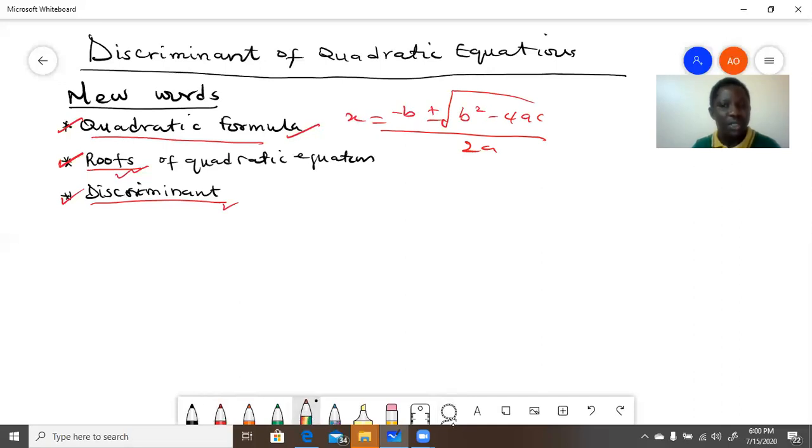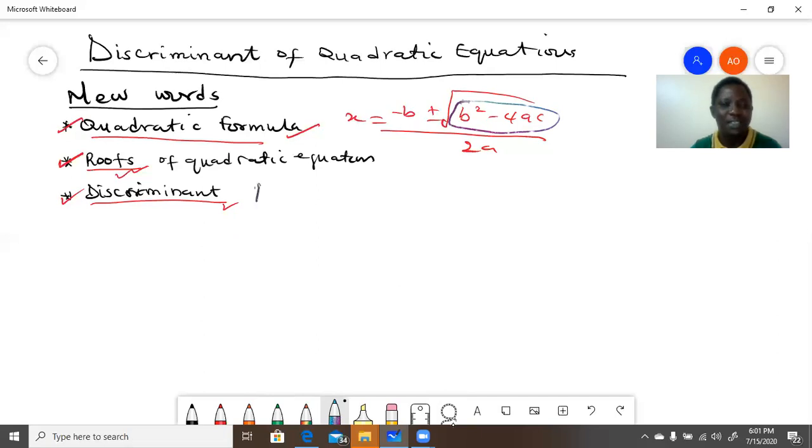Now, discriminant is the part of the quadratic formula. If you look at this quadratic formula, you have x, you have minus b, you have b squared minus 4ac under a radical or under a square root sign, you have 2a. But this particular part is the part we are paying attention to. This particular part that is under this square root sign is called the discriminant.